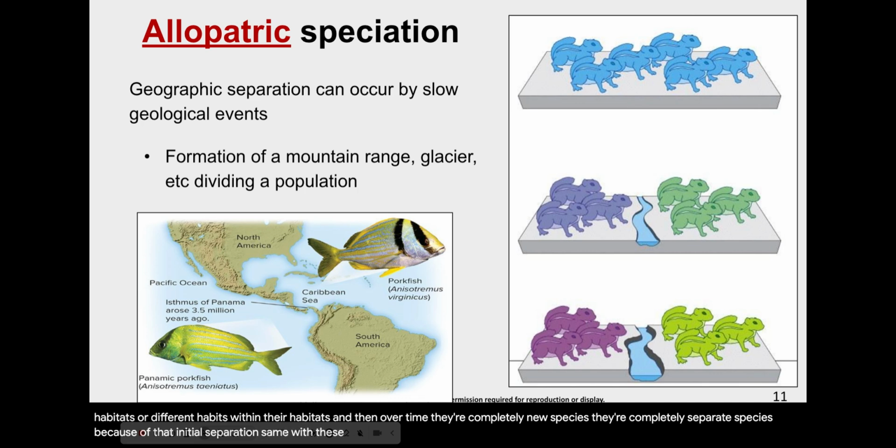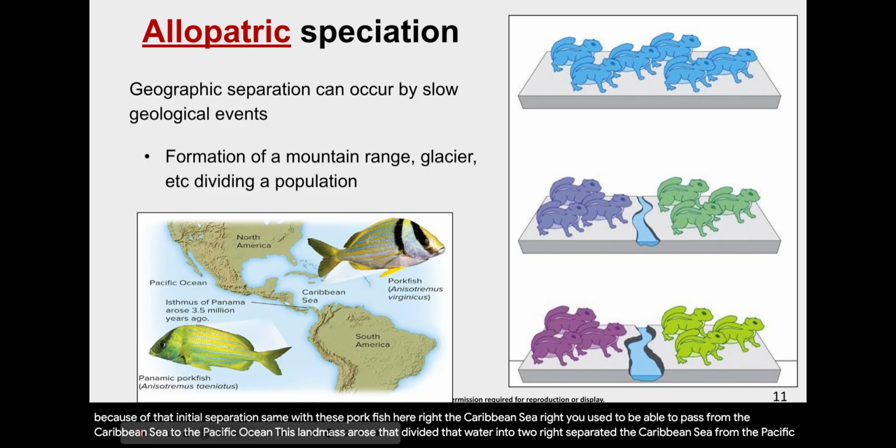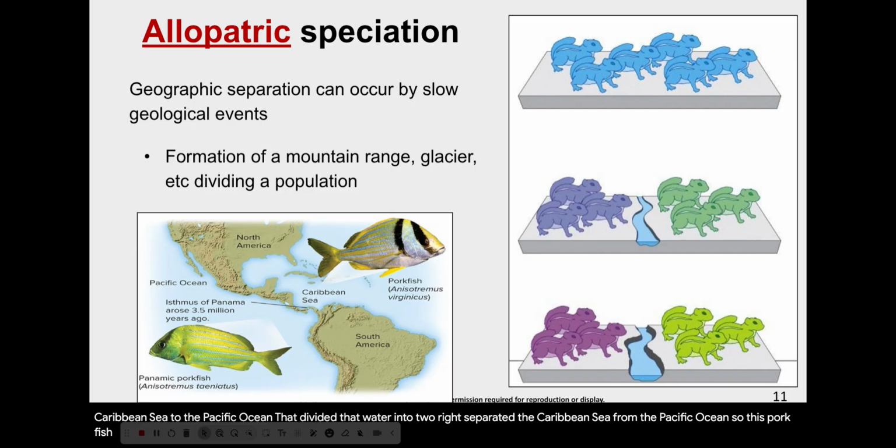Same with these porkfish here. The Caribbean Sea, you used to be able to pass from the Caribbean Sea to the Pacific Ocean. But then this isthmus of Panama arose, so this physical separation, this landmass arose that divided that water into two, separated the Caribbean Sea from the Pacific Ocean. So this porkfish developed into two separate species of porkfish, depending on what side of that isthmus they were currently living on. So there's a lot of really good examples out there of allopatric speciation.